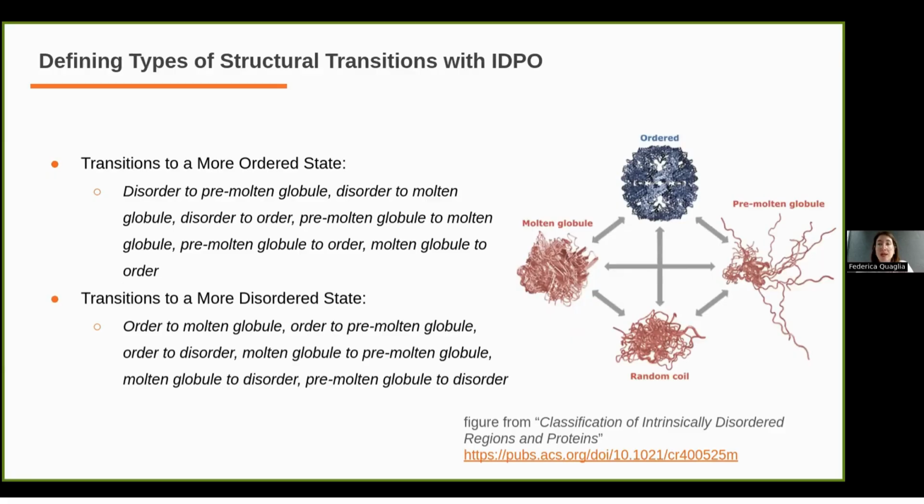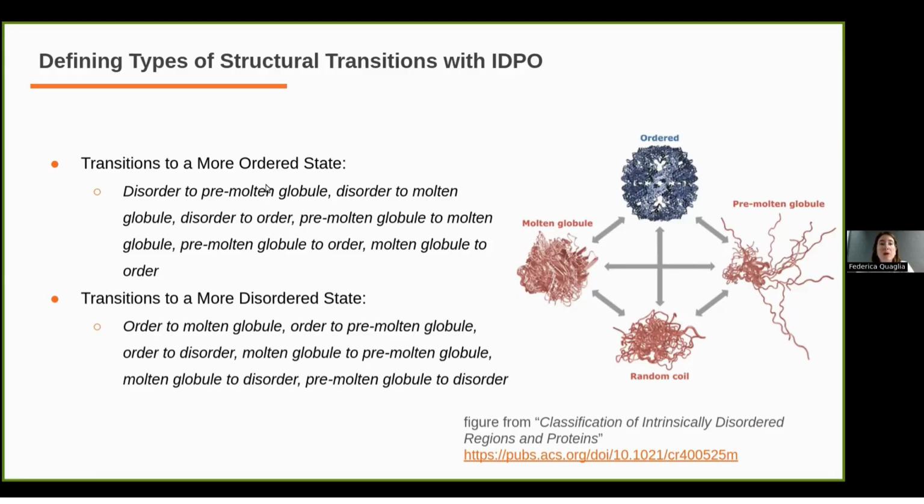Also, we just said that there are 4 possible states for IDPs, and you see them here. And you also see that there can be transitions from each one of these states to every other one of these states, meaning that we can have transitions from a more disordered state to a more ordered state, and transitions from a more ordered state to a more disordered state. The most common examples include disorder to order, and order to disorder. But we could also have other options.